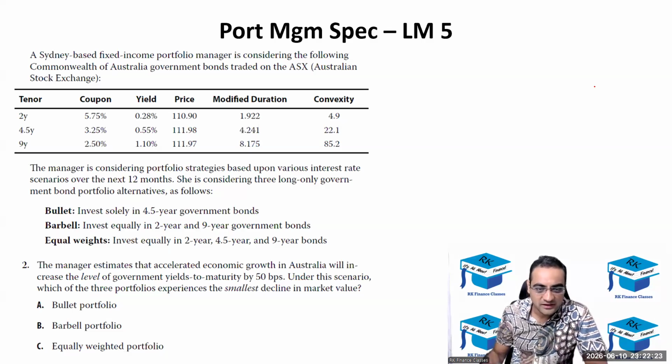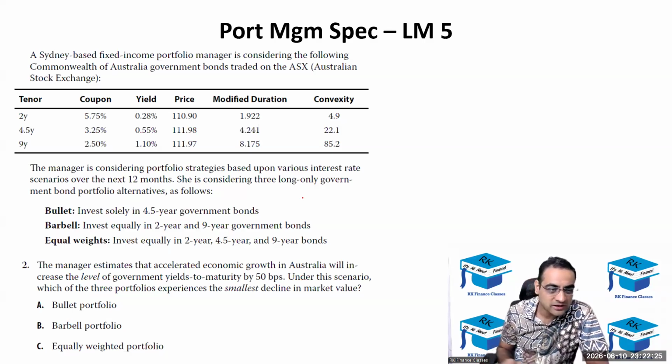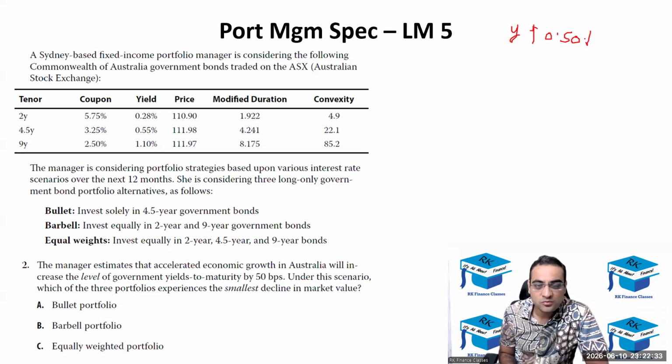Okay. Anyone done that? So you can show me the calculation. So क्या हो रहा है कि the level of YTM is increasing. So the yield is increasing by 0.50 percentage. So what's going to happen? All this bond, 2 year, 4.5, 9 years are going to come down. And let's calculate the losses for each of this bond by looking at D and convexity.